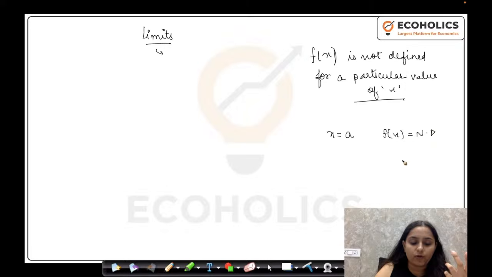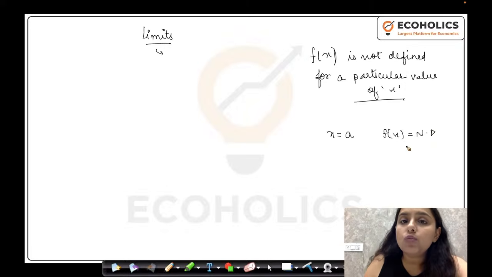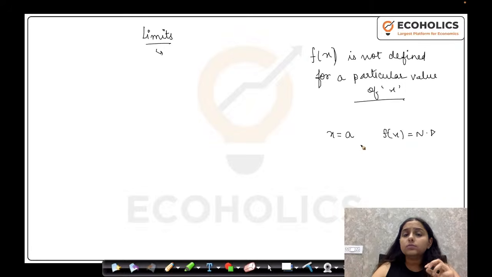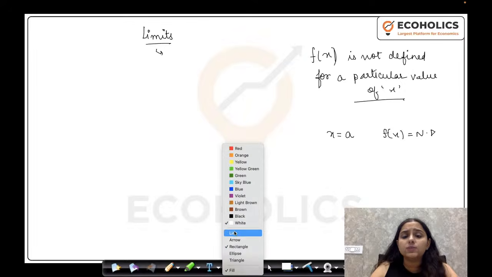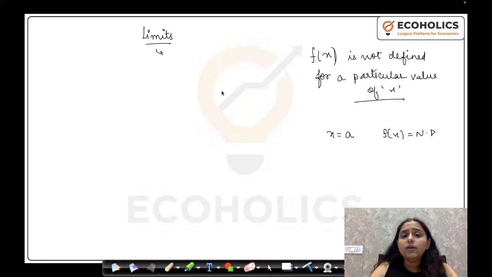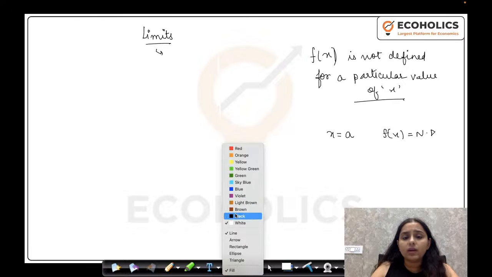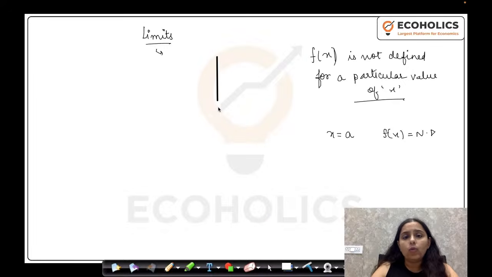I don't know what value f of x will come out to be. So what I'm going to do is see how my function is behaving. How my function is behaving when x is near to a. So let's say this is near to a.